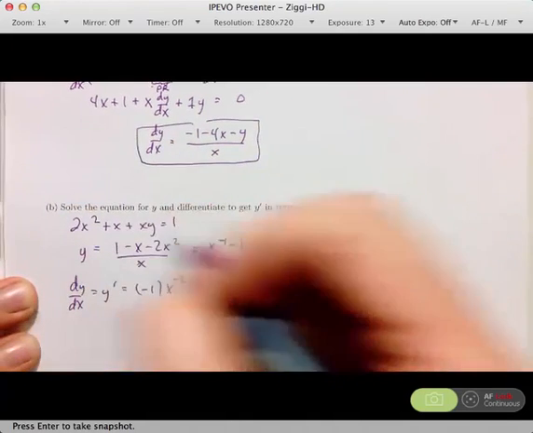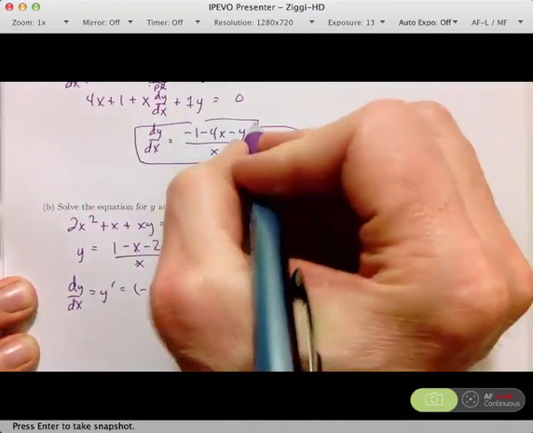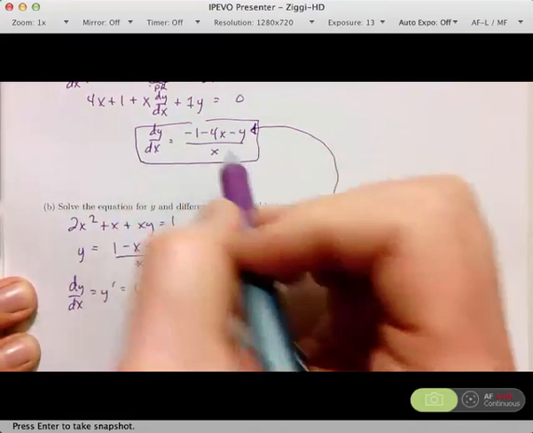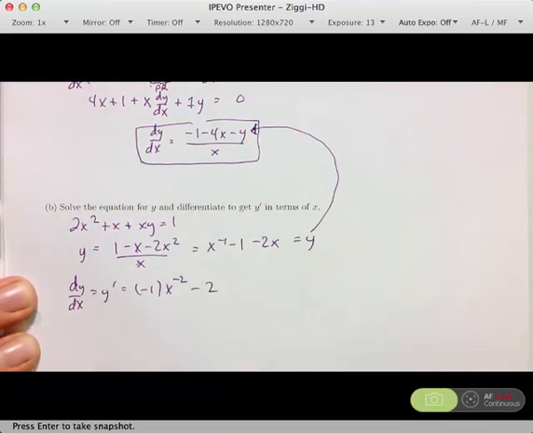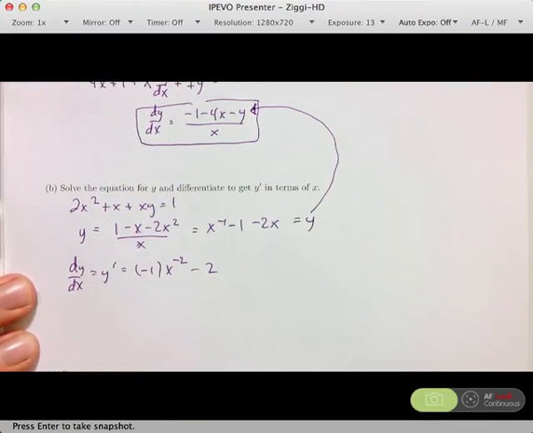All right. Now to show that these two things are equivalent, I'm going to start with this guy and plug in my expression. This here is y, so what we're going to do is plug that in right there, and see if we can simplify our first version of the derivative until we get the second version of the derivative. Okay, so dy dx is minus 1 minus 4x minus y, but I know that y is x to the minus 1 minus 2x, and this is all divided by x.